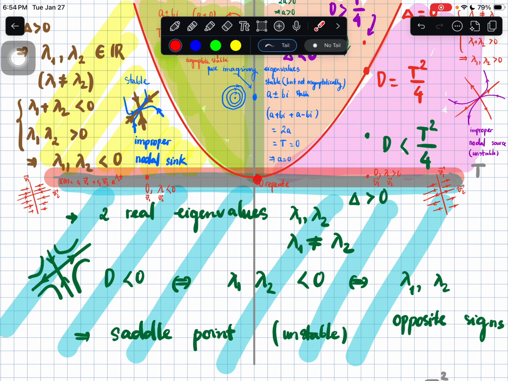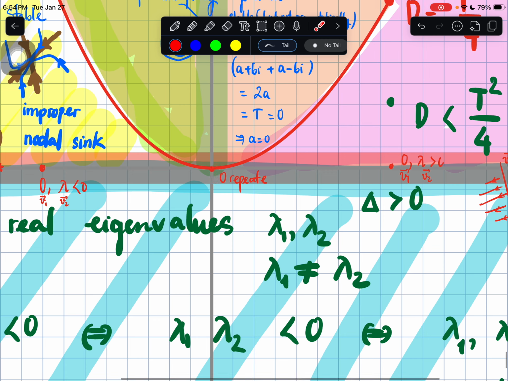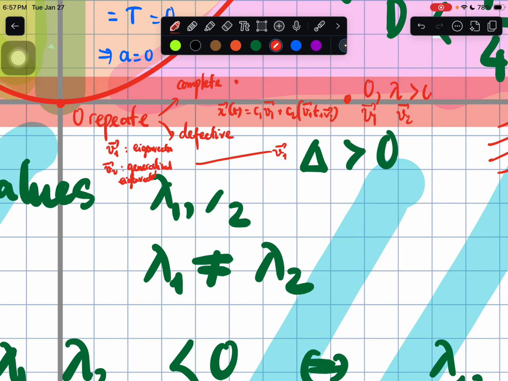For the repeated 0, you have two cases. Either it is complete or it is defective. If it's complete, it's just one point. If defective, we have parallel lines. In this case, everything is parallel to v1. On one side they go in this direction, so v1, assume that it looks like that. The other side goes in the opposite direction.